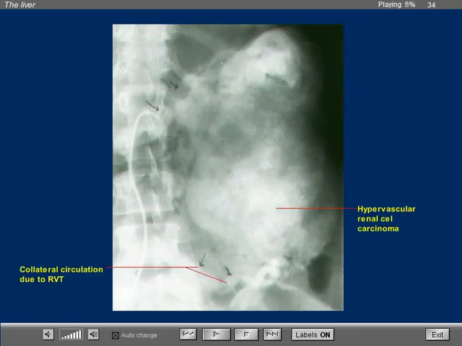A late phase of the selective left renal arteriogram shows evidence of left renal vein thrombosis, and note the collateral circulation around the lower pole of the left kidney as indicated by the arrows. Note also a hypervascular mass medial to the upper pole of the left kidney that represents metastatic nodes due to the cancer of the left kidney.